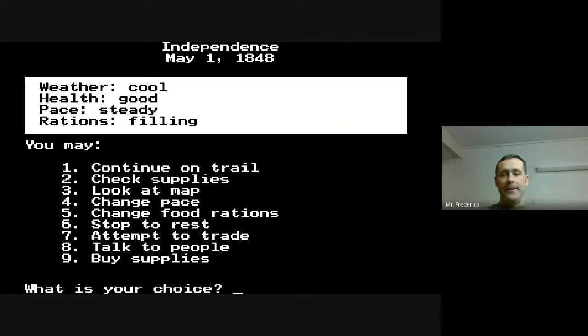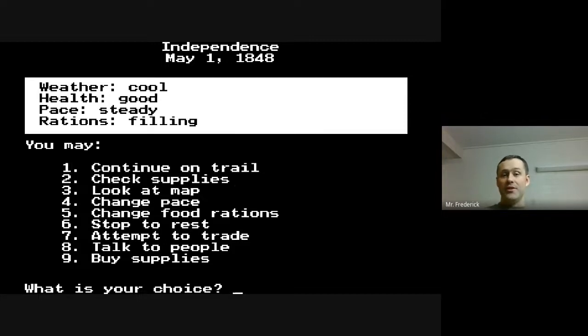Okay, that was enough of that. All right, here's my status bar up here in white. The weather is cool, my health is good, my pace is steady, and my rations are filling here on May 1st, 1848. I've got 9 options here.